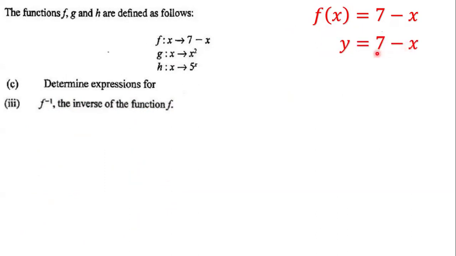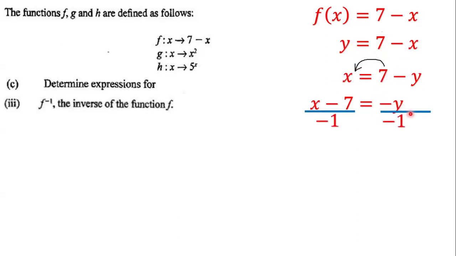The next thing that we're going to do is swap x and y. So these x and y, we're going to switch places. So we put x here, we put y here. And the third thing that we're going to do is solve for y. So we take the 7, it was a positive 7, we send it over the equal sign, it becomes a negative 7. So we have x minus 7 is equal to negative y. Next, we divide both sides of this equation by negative 1. So this and this cancel.